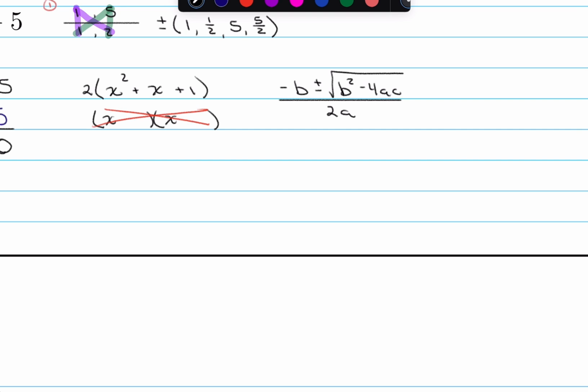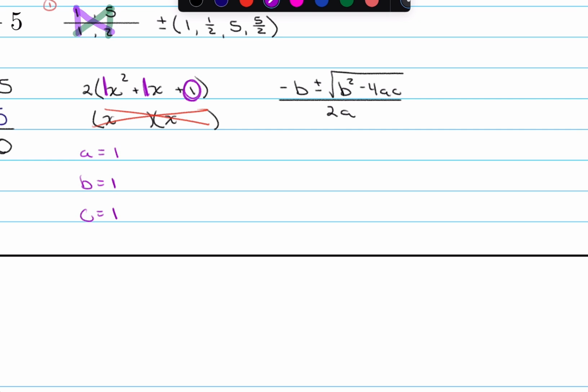Remember that in this case, I'm going to write it right here. A is equal to 1. That's this guy right here. B is equal to 1. That's this guy right here. And C is equal to 1 in this case. And that's this guy right here. A, B, and C are your constant and the numbers in front of your variables, your coefficients.